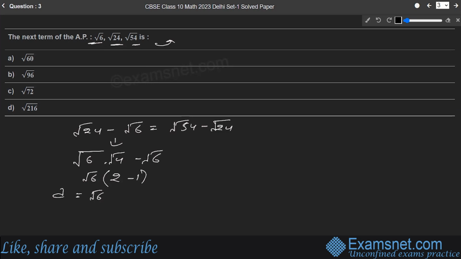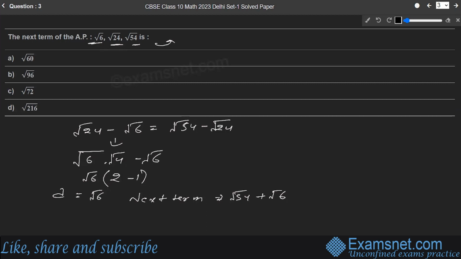So the next term in the AP will be nothing but, the last term is root 54, the next term will be root 54 plus root 6. Okay, the next term will be root 54 plus root 6.